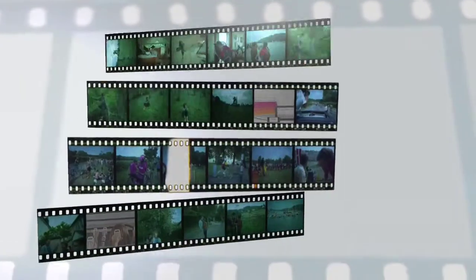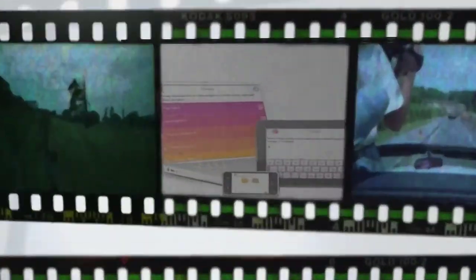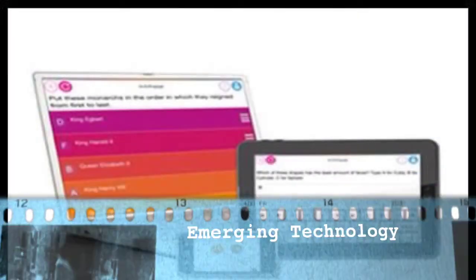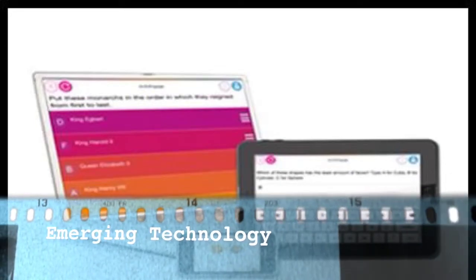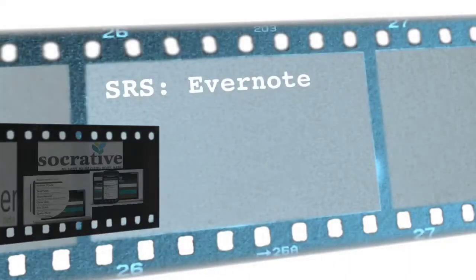Now let's move from current technology using radio frequency in the classroom via clickers to emerging technology that involves any smart device.